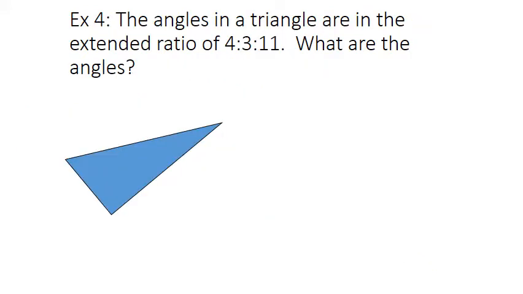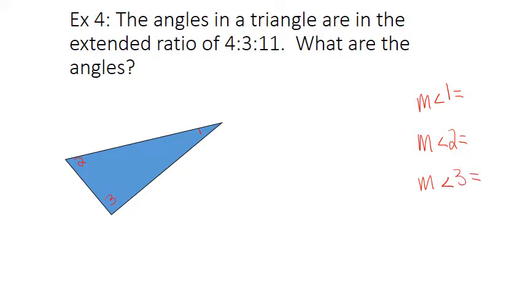Okay, so let's open up to number 4. The angles in a triangle are in the extended ratio of 4 to 3 to 11. What are the angles? So first on my triangle, I'm just going to label my angles. I'm going to say 1, 2, and 3. So we are trying to find the measure of these 3 angles. We're trying to find the measure of angle 1, which is going to be some degree, the measure of angle 2, and the measure of angle 3. That is what we're looking for.